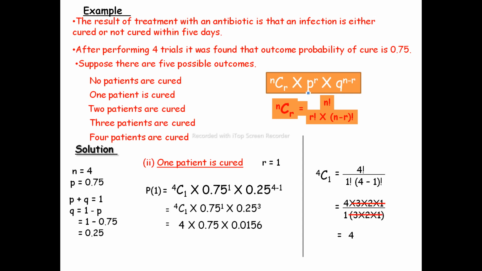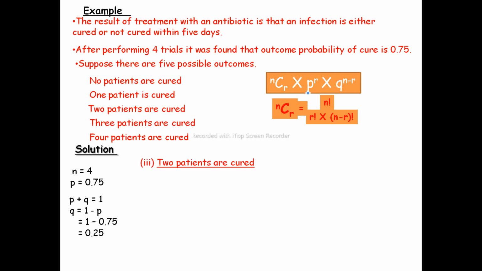So keep here 0.75 to the power of 1, which is 0.75. 0.25 to the power of 3 is 0.0156. So out of it we got 0.0468. So the probability of one patient getting cured is 0.0468.